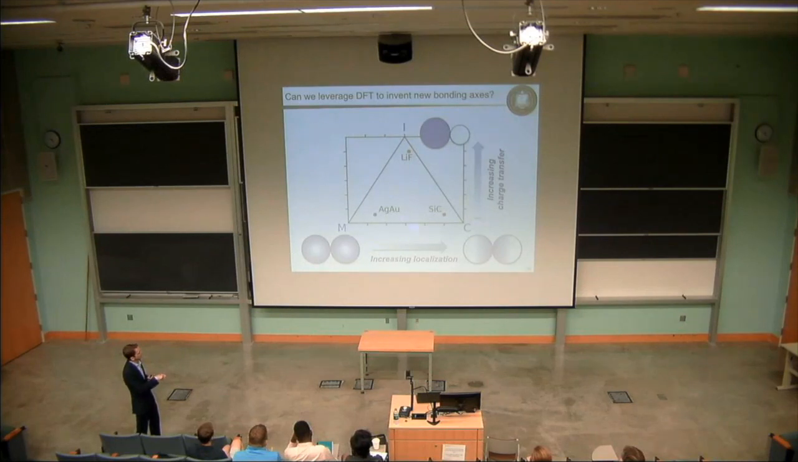And then similarly, if we go from this bottom axis to this top axis, this is really just changing the degree to which charge is transferring between ions. So in the covalent case, we have perfect charge sharing. In the ionic case, perfect charge transfer.